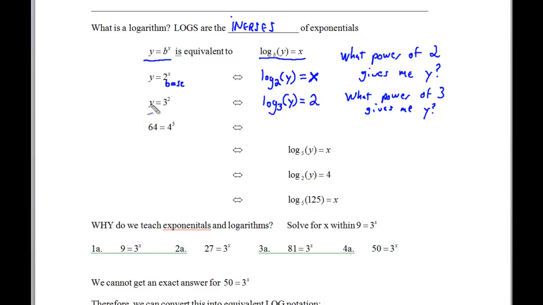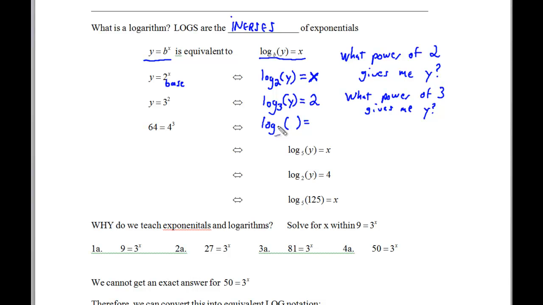Now, some of you now know the answer y. Y is 9, because 3 squared is 9. That changes the problem to: what power of 3 gives me 9? And the answer is 2. All right, now why don't you pause the video and try to plug in the number down here, the number that goes inside the parentheses, and then the answer.